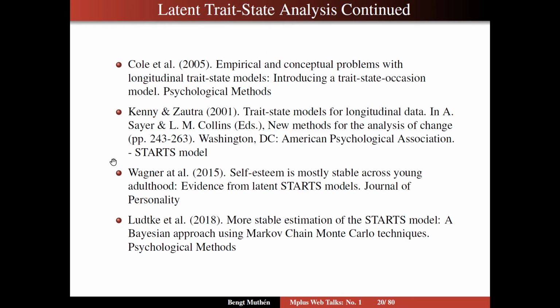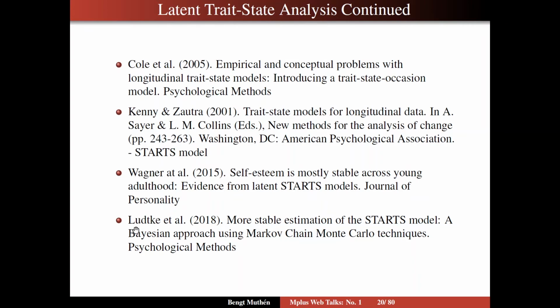So slide 20 then, there's some literature, reading suggestions here. Cole had a 2005 Psych Methods article on extensions of this model for multiple indicators. And Kenny and Zotra came back in the edited book from 2001, New Methods for the Analysis of Change, where he called his models the STARTS model. An application by Wagner here in Journal of Personality, Self-Esteem, Mostly Stable. So it has a big trait component in young adulthood.